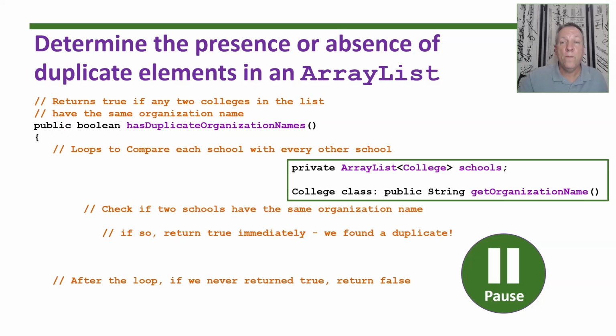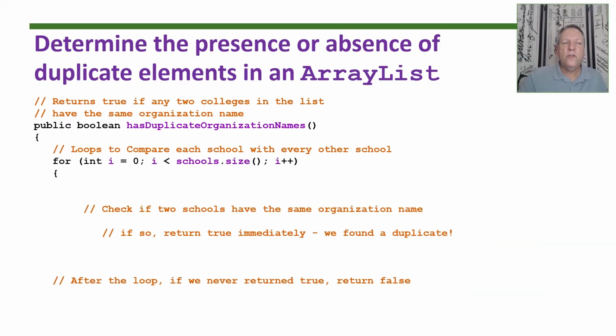All right, ready? Here we go. So let's talk about these loops. I'm going to loop through and traverse the entire array list of schools. Great. But as I get to each one, I need to compare it with all the other schools. However, I don't need to do an entire traversal of the array list again.